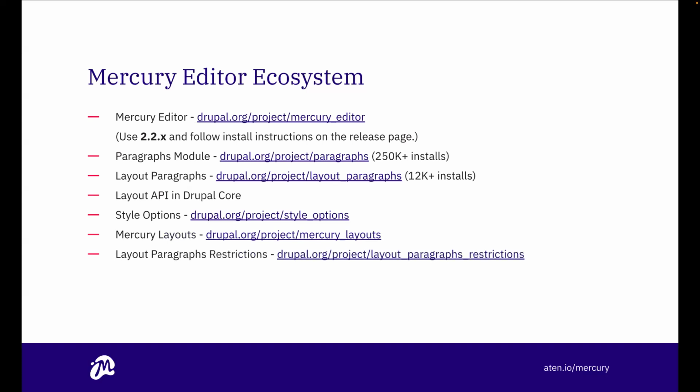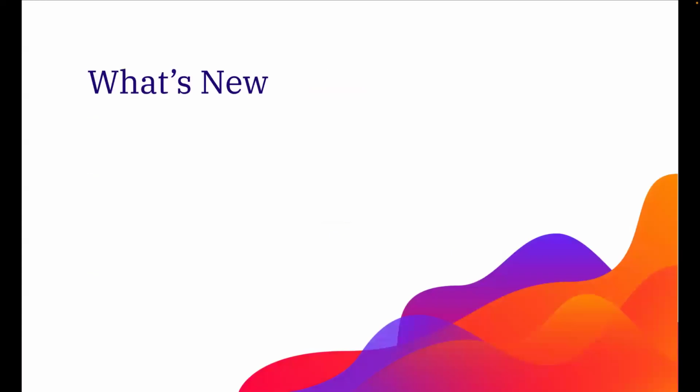And then a module I just wanted to reference is Layout Paragraphs Restrictions, which makes governance really easy. So you can say in a 3-column layout, I don't want people to be able to put a big call to action block way over in the 3rd column, for example, something that would break style guidelines. And finally, Mercury Editor Live Edit brings some even more live editing to the front end. I'll show what that means here in a bit.